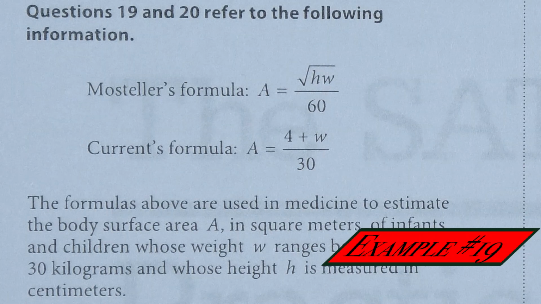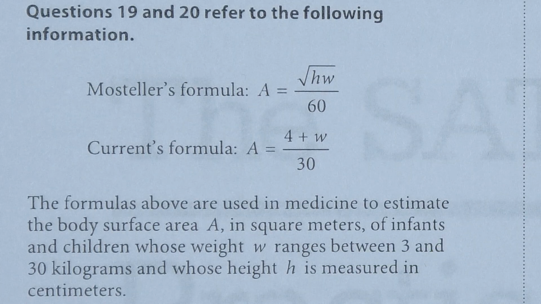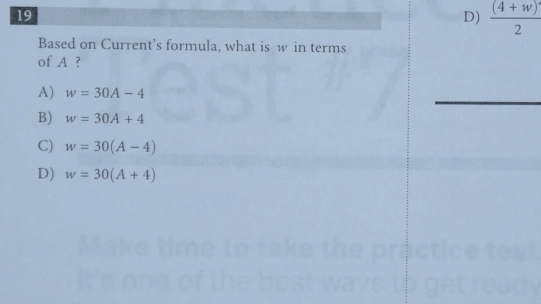For questions 19 and 20, you're going to refer to the following information. The formulas above are used in medicine to estimate the body surface area, A, in square meters of infants and children who weigh W, ranging from 3 to 30 kilograms, and whose height H is measured in centimeters. Based on Current's formula, what is W in terms of A?